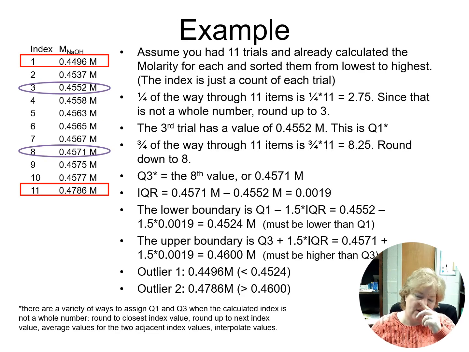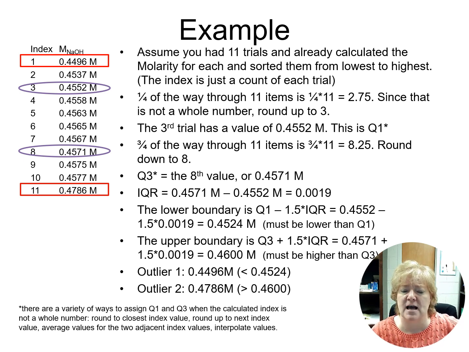All right, so as an example, if I had 11 trials and I had already calculated the molarity for them and I sorted them from lowest to highest. So the first one, I'm just putting 1, 2, 3, 4, 5, 6, 7, 8, 9, 10, 11 so I can easily find where I am in the list. I like to assign an index. All right, so this is my lowest value, this is my highest value.